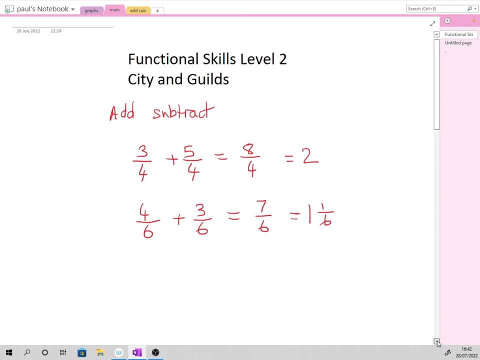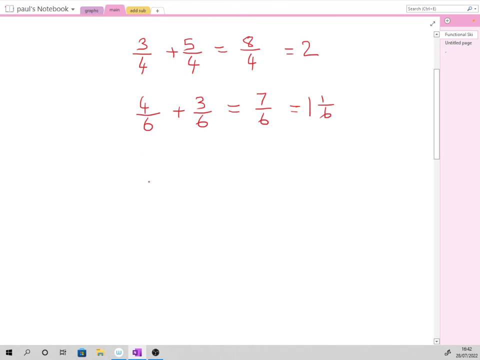And this will be the same if we are doing 7 over 11 minus 3 over 11. Your answer will be in 11ths. So it's just 7 take away 3, which is 4.